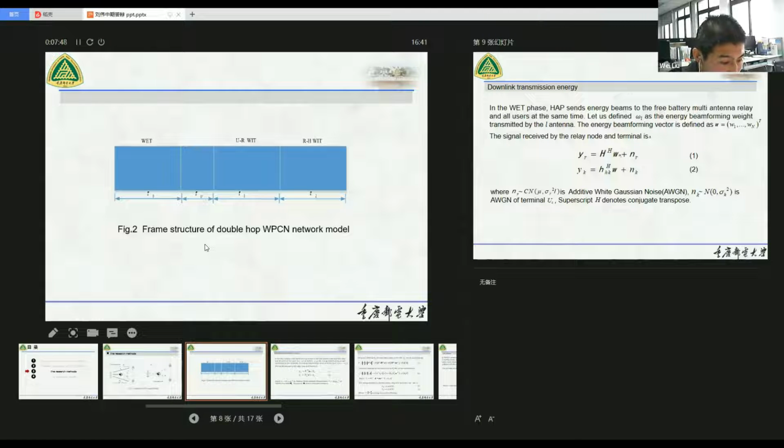Considering the frame structure of the Dual-Hop WPCN with K terminals shown in figure 2, one frame is divided into 4 time slots. In the first time duration tau 0, the HAP broadcasts an energy signal to the relay and all terminal nodes in order to provide energy for their upcoming uplink transmission tasks.